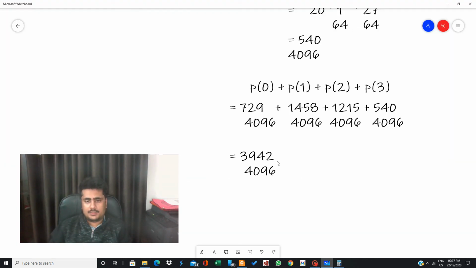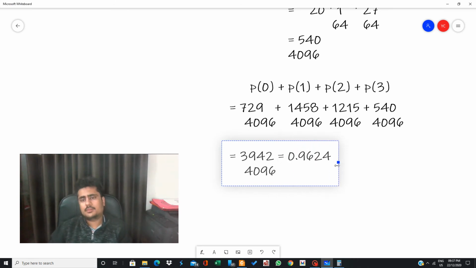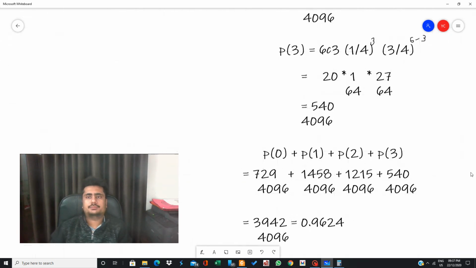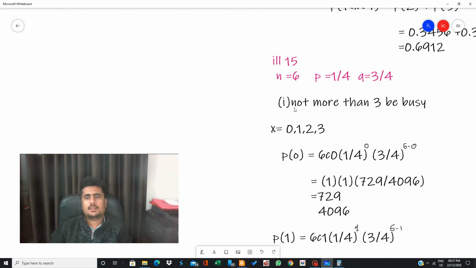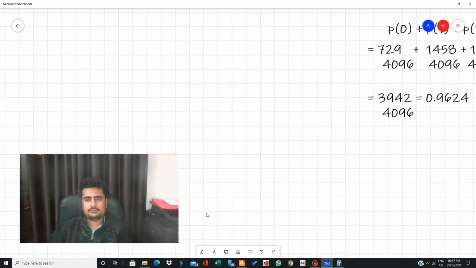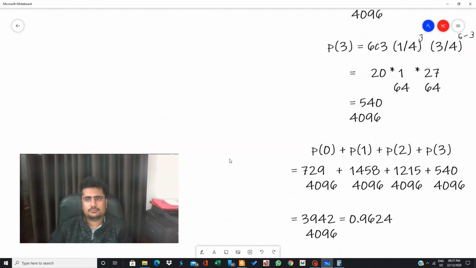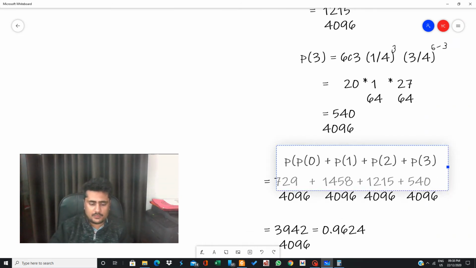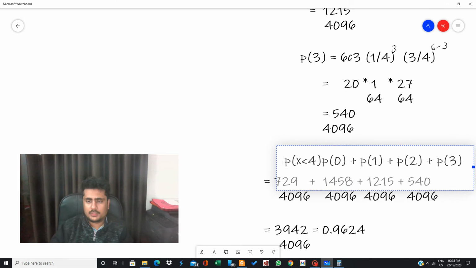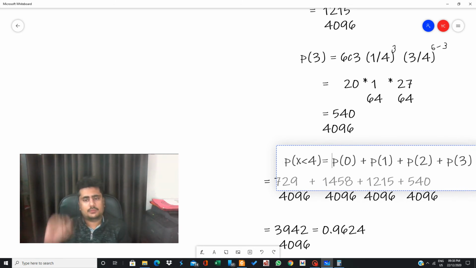So we can write the answer here as 0.96. This was not more than 3. That means it was not more than 3, that means less than or equal to 3. Not more than 3.